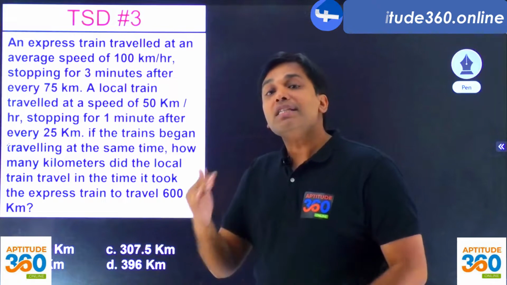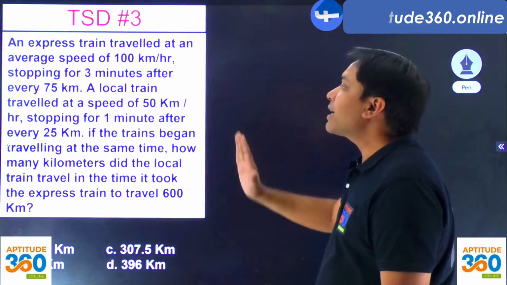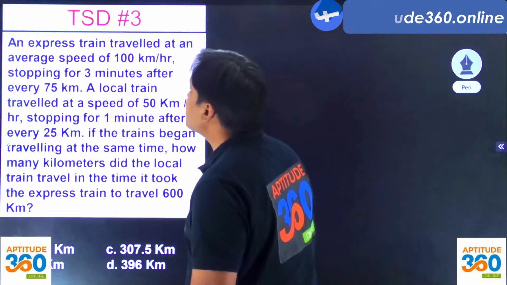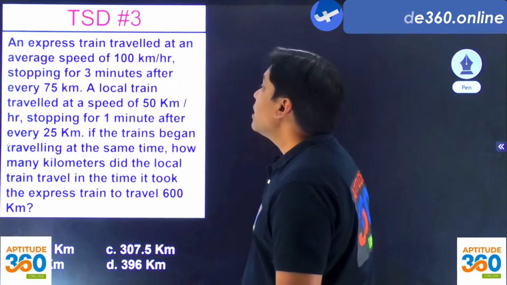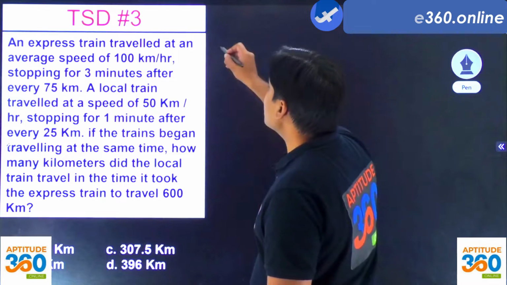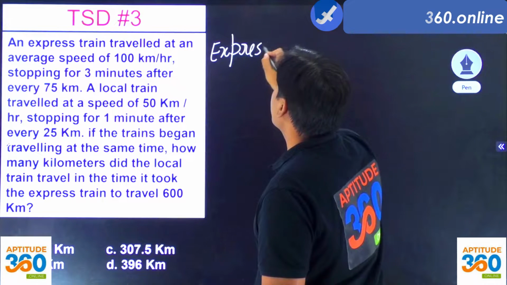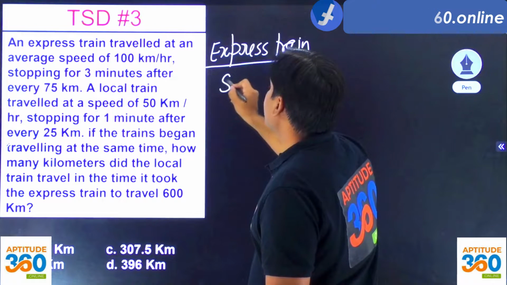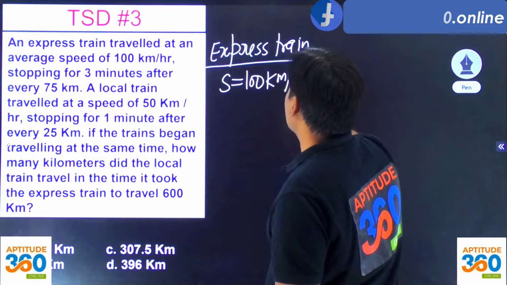I solved a very similar problem in video number 2. अब यहाँ पे ये कहा क्या जा रहा है? I hope you have seen video number 2 of time, speed and distance. It says that an express train traveled at an average speed of 100 kilometers per hour, stopping for 3 minutes after every 75 kilometers. So let's first talk about the express train. कहना क्या चाहता है express train? Speed of express train is given to you as 100 kilometers per hour, right?